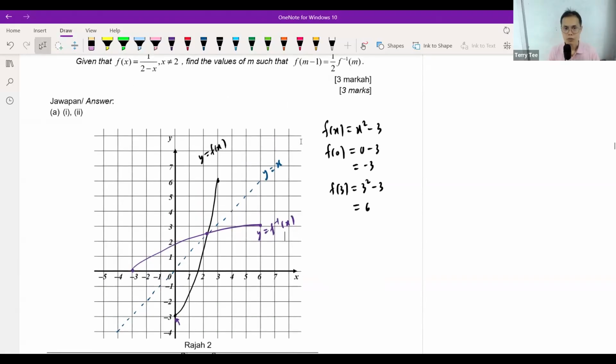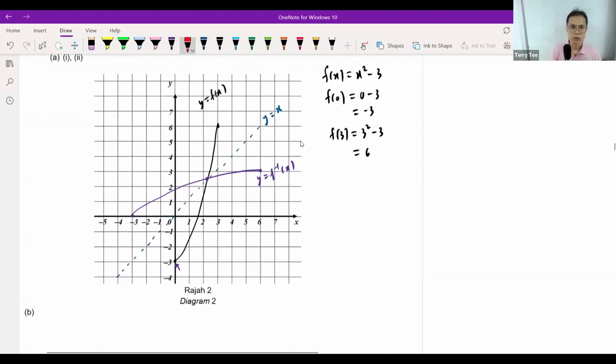Now, if you look at your f inverse, your x value starts from -3, ends at 6. So domain is your possible x value. Range is your possible y value. When you inverse a function, the range of f(x) becomes the domain of f inverse. But you don't have to find the range of f(x), we can see quite clearly from our diagram. So we can just say the domain of f inverse will be between -3 to 6. So that is part A.